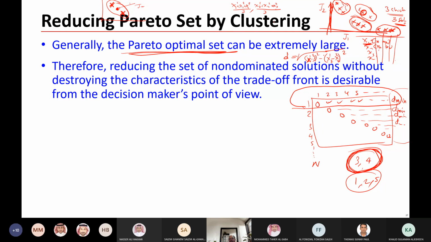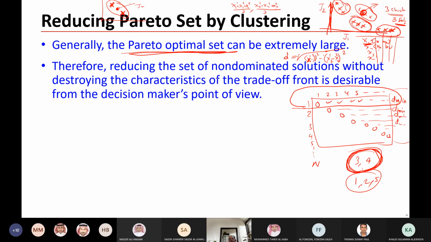Okay. And you can see which solution is the nearest to the average. Based on this illustrative example, you can say this solution is the nearest to the average. If the average is here, for example, in this case we select this solution right away. So this is a representative for the cluster. Okay.